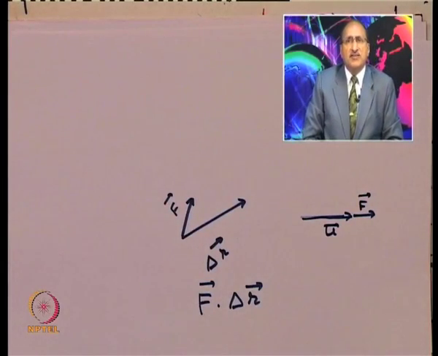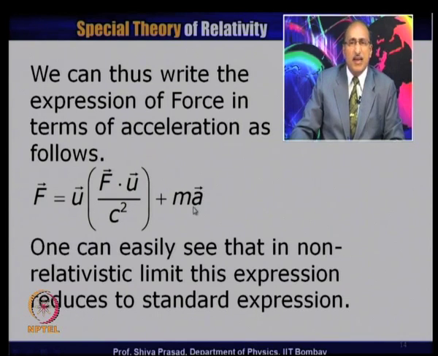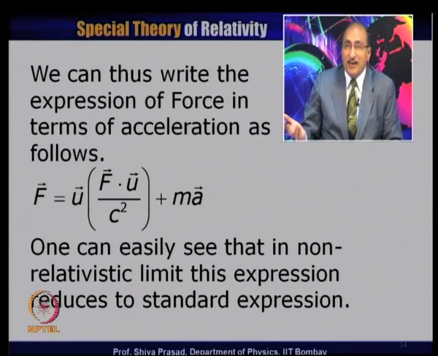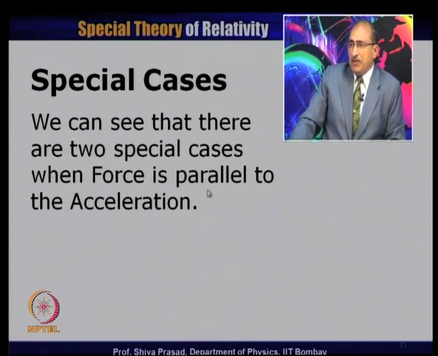If it keeps on moving in a straight line, then this vector u and this vector a are in the same direction. Therefore, force will also be in the same direction as the acceleration. So, there are two special cases where force and the acceleration have the same direction. Let us discuss these two cases, because they are interesting and comparatively simple. We can see that there are two special cases when force is parallel to the acceleration.